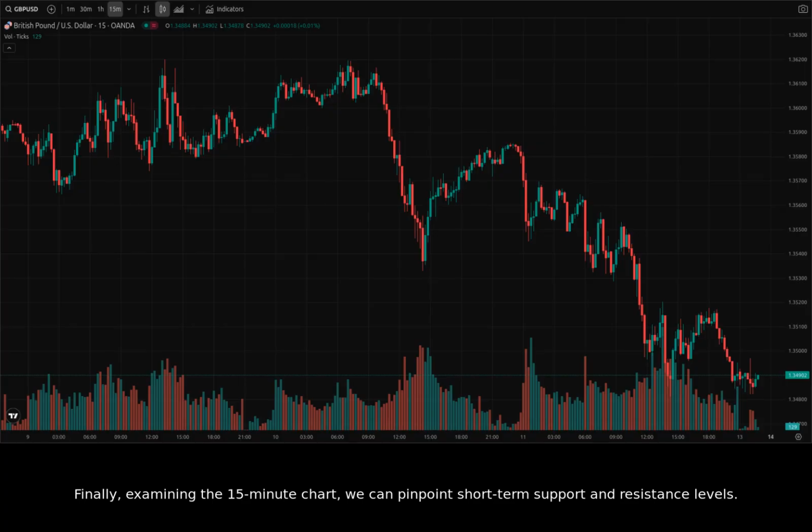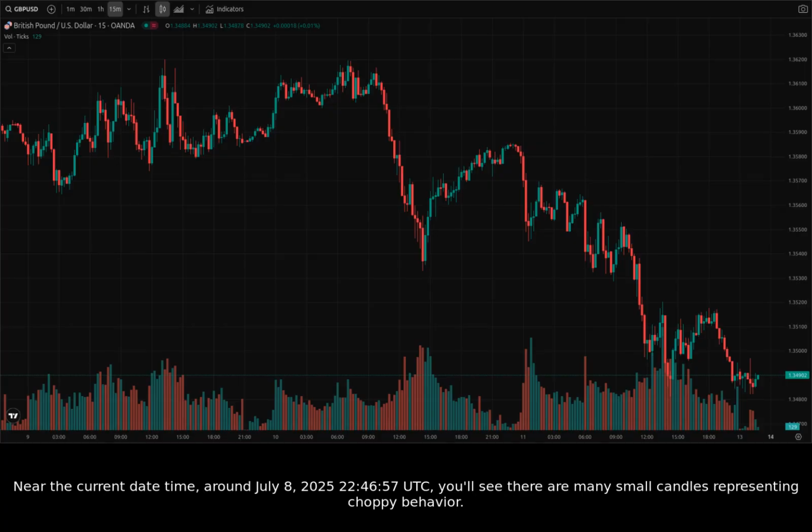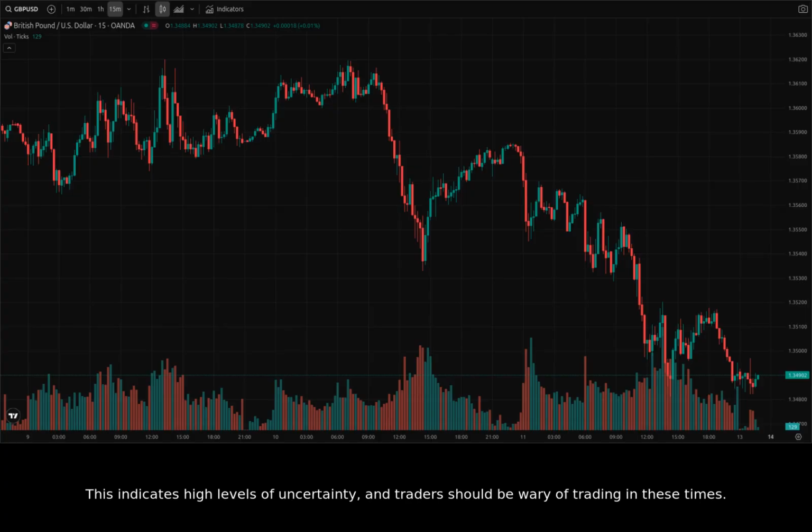Finally, examining the 15-minute chart, we can pinpoint short-term support and resistance levels. Near the current date time, around July 8th, 2025, 22:46 and 57 seconds Universal Time Coordinated, you'll see there are many small candles representing choppy behavior. This indicates high levels of uncertainty, and traders should be wary of trading in these times.